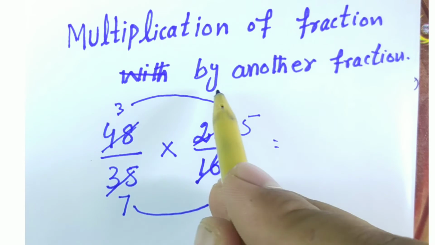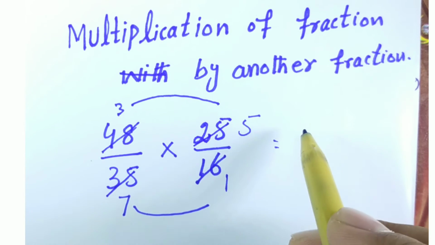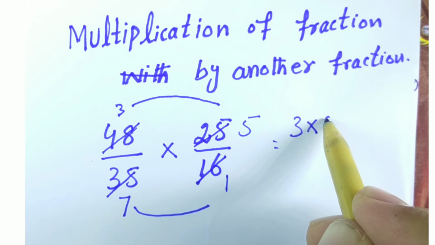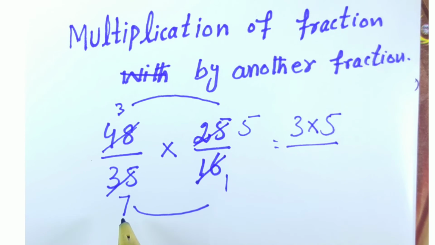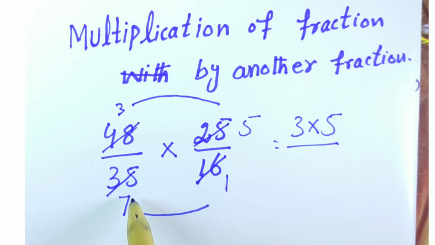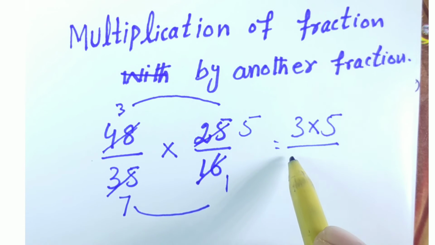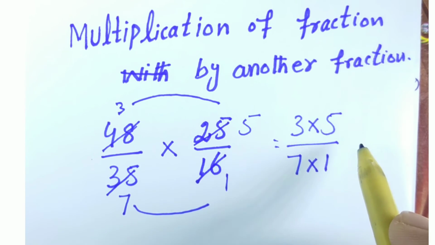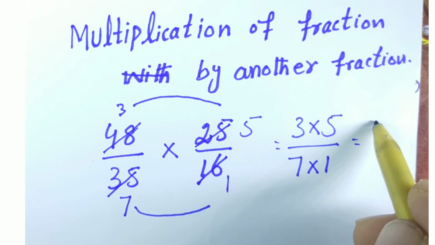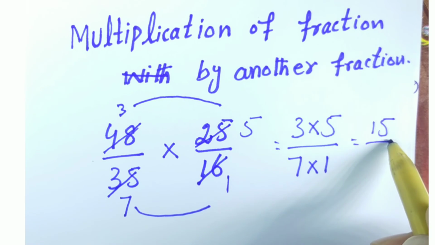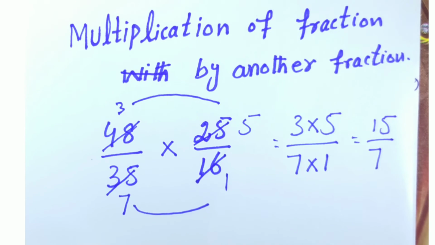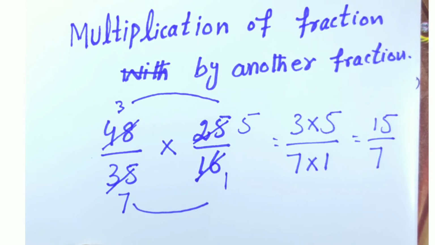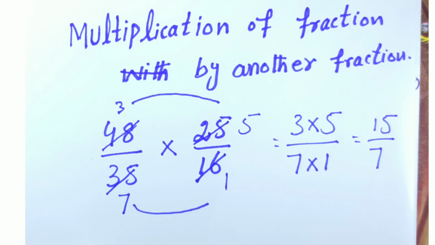Now this numerator multiply with numerator, 3 multiply by 5, and 7 multiply with 1, denominator multiply with denominator. 7 ones are 7. So friends, 3 times 5 is 15, 7 times 1 is 7. So the answer is 15 by 7.